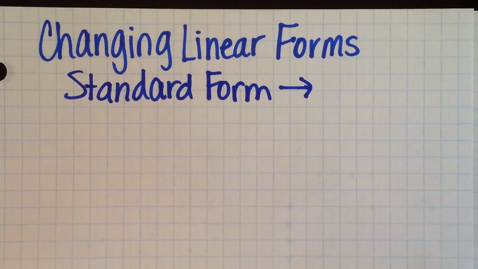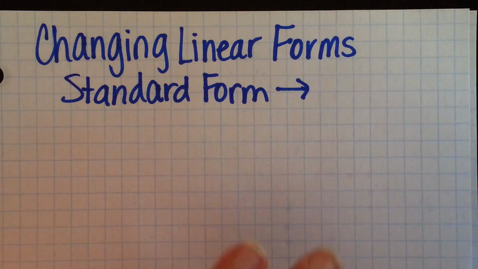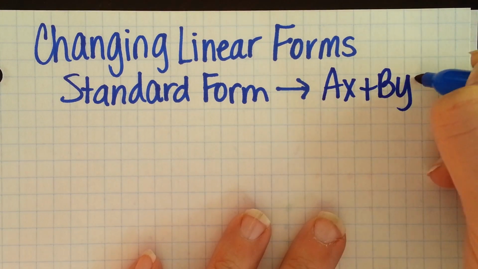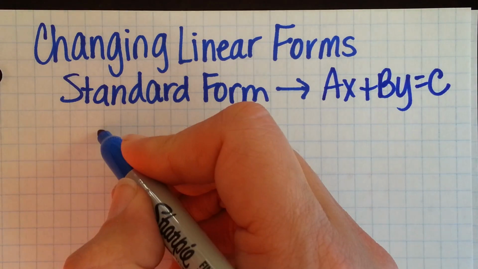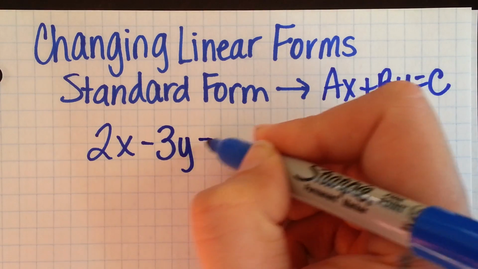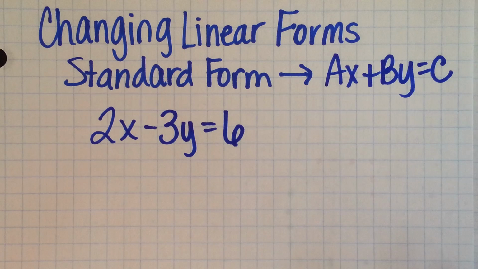In this video, I want to talk about how we change from one linear form to another. For this particular example, we're going to start with standard form. Remember that standard form is in ax plus by equals c form. So let's start with an equation that we can look at. We'll say 2x minus 3y is equal to 6. It's a pretty good standard form equation.